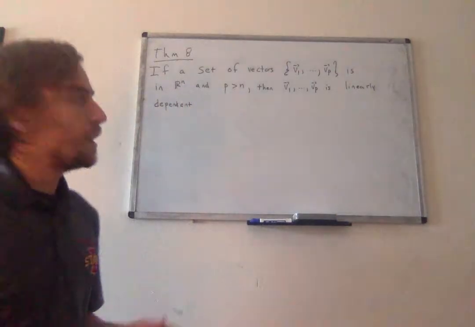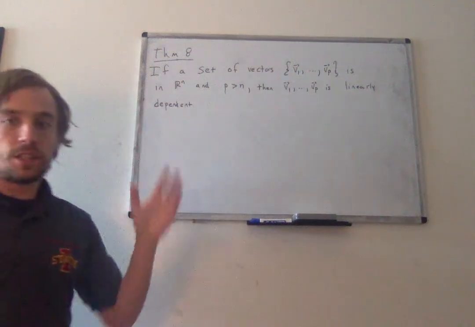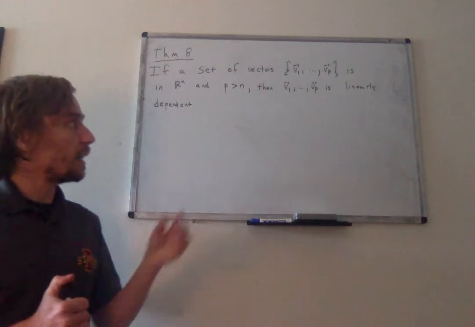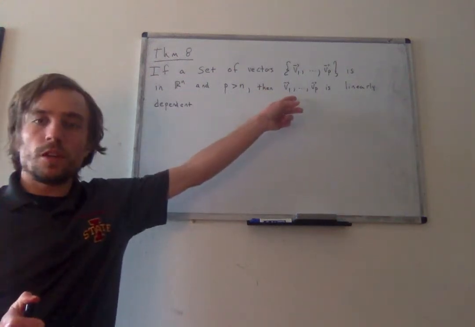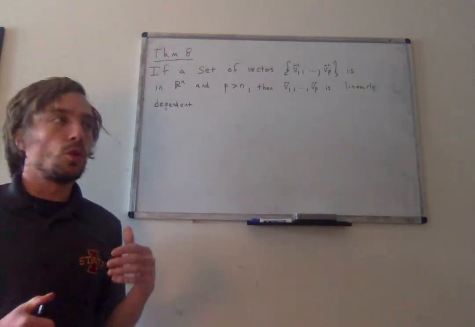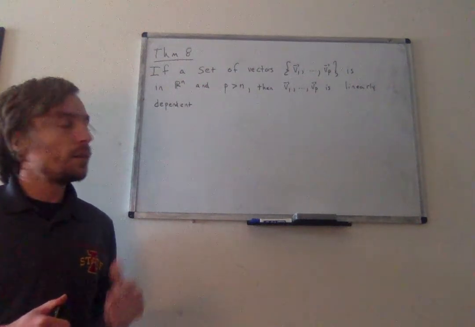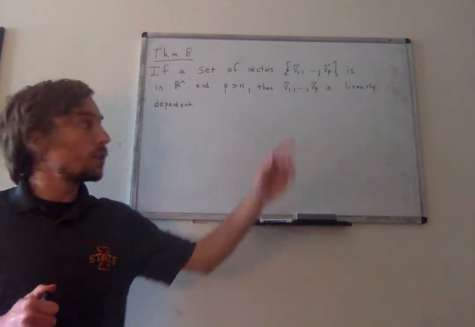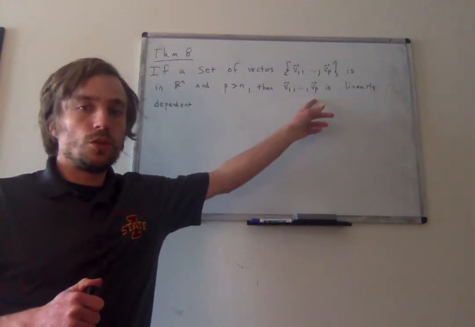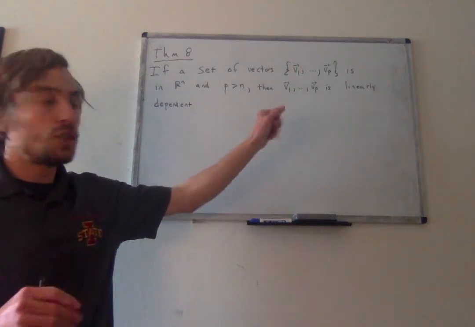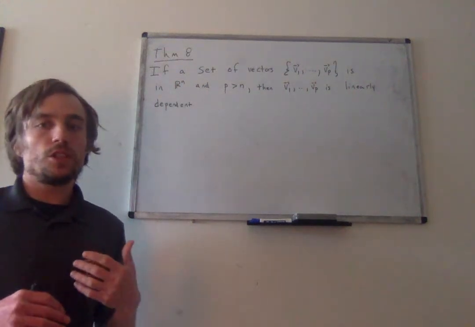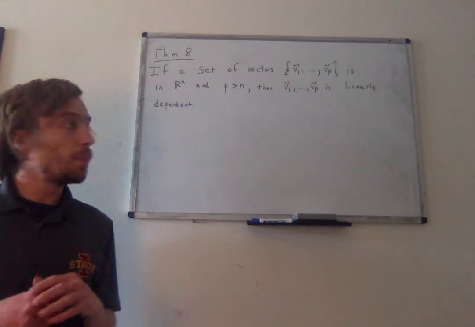And so, again, you can think of the reason for this, or the proof behind this, as being the fact that we have more variables than we do equations. So you can think of each one of these vectors as representing the coefficients attached to a variable, and we have n equations, and if we have more variables than equations, we're always going to have a free variable.